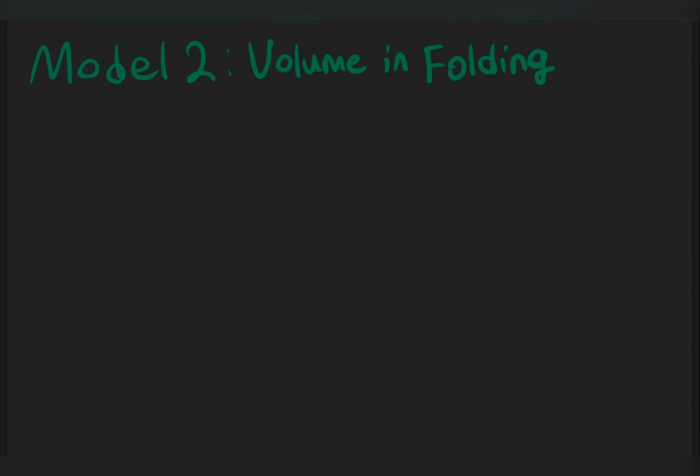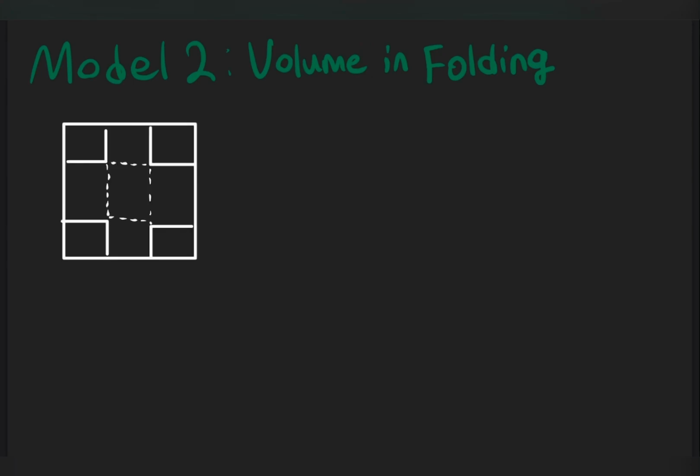The next example of a nonlinear program model that we're going to talk about is volume in folding cardboard. So let me explain the problem because it might sound a little confusing right now. Okay, so you have a piece of cardboard, right? And you're trying to make it into a box so that it can store stuff. And you're trying to maximize the volume so that you can store more stuff.